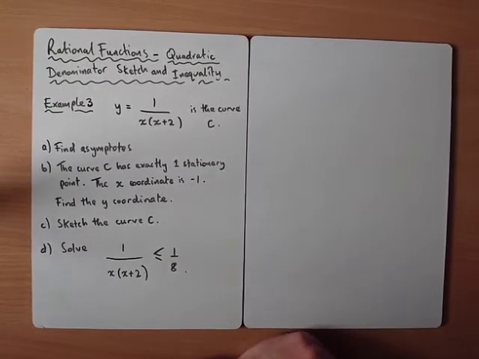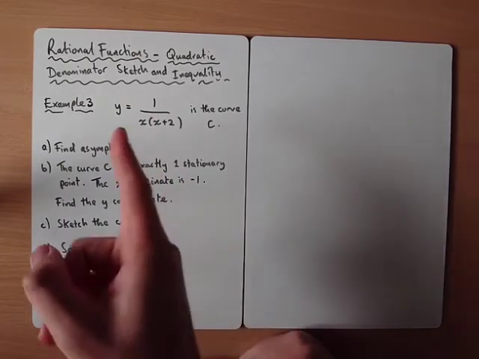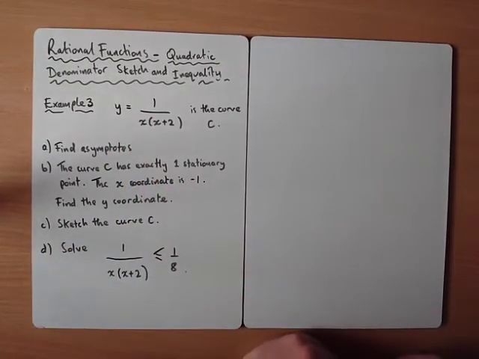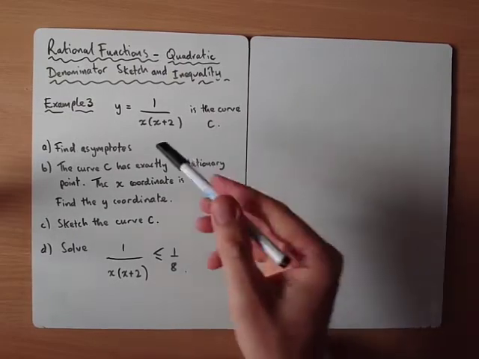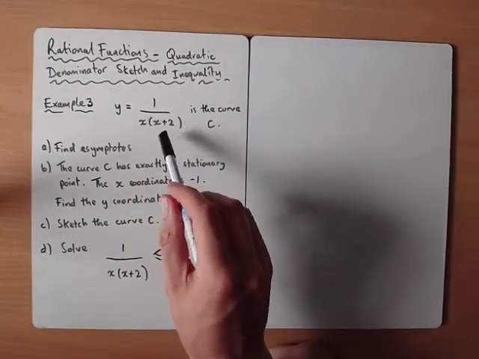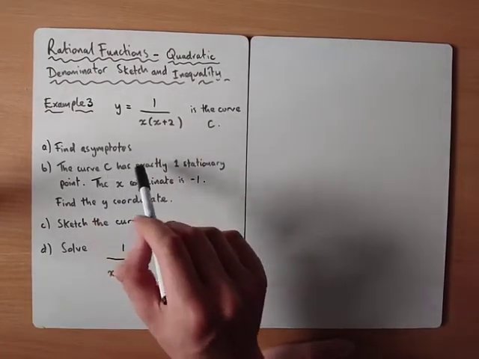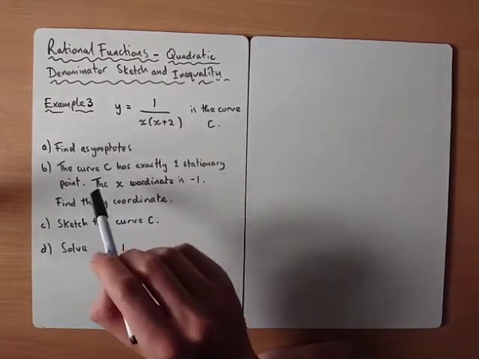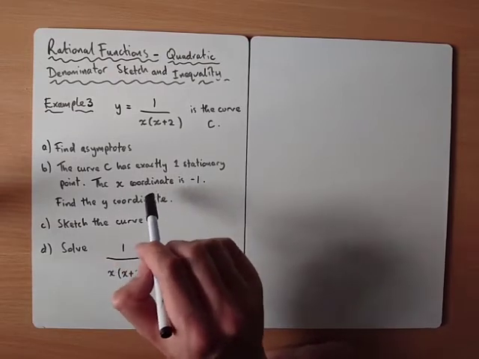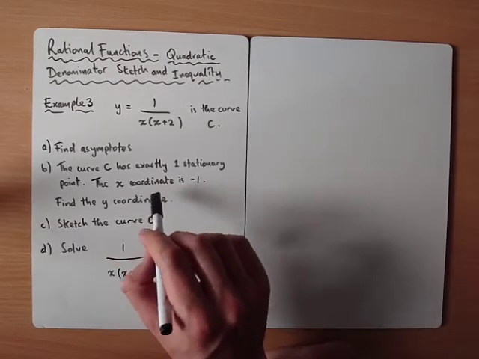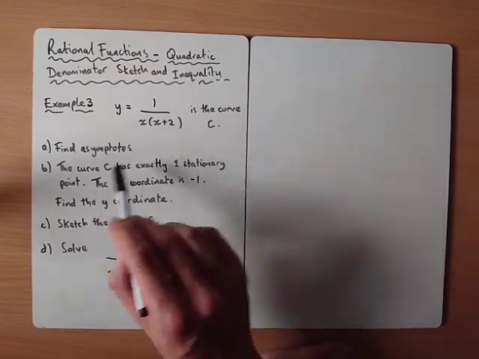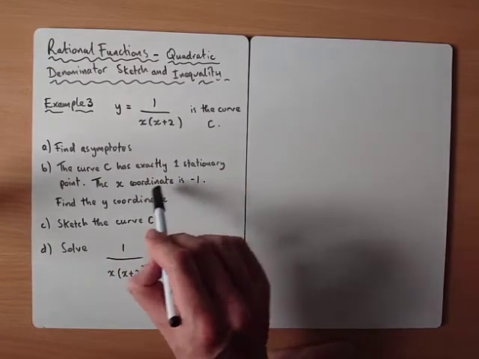Let's look at example 3, which is an exam style question on rational functions with quadratic denominators. We've got y equals 1 over x squared plus 2x, and that's defined as the curve C. We want to find the asymptotes, and we're told that it's got exactly one stationary point. We'll do some stuff on stationary points in the next couple of videos, but for now it's telling us where the stationary point is.